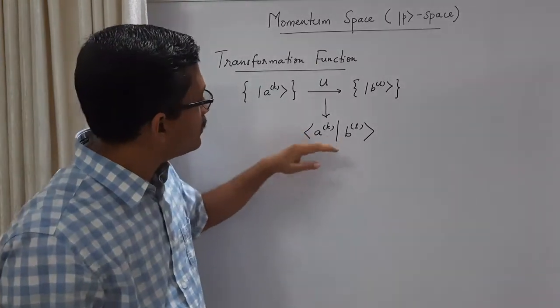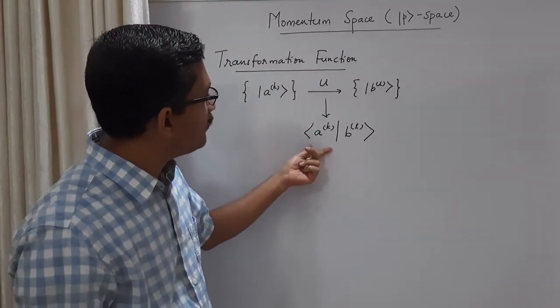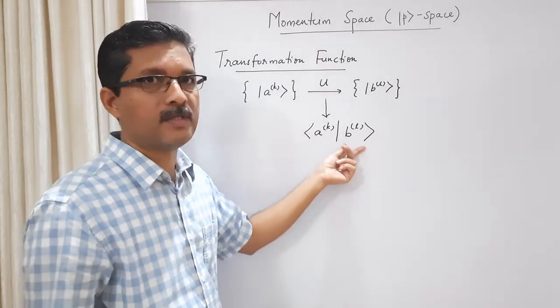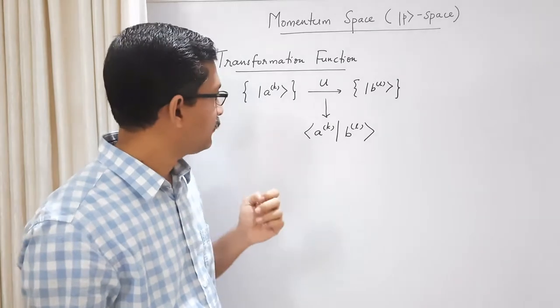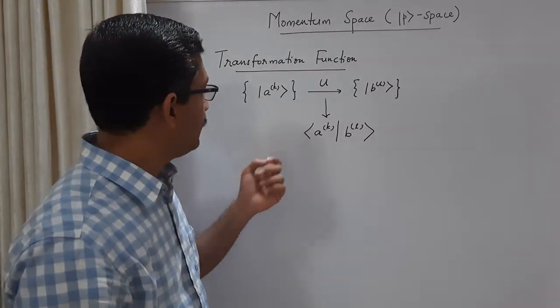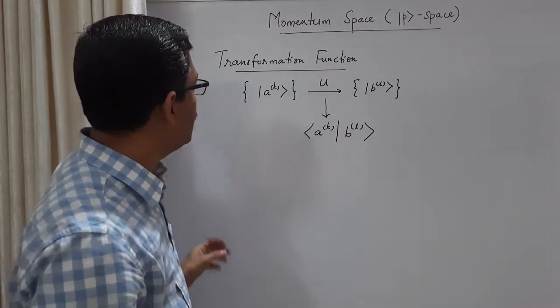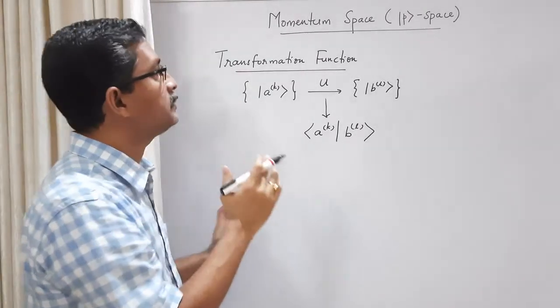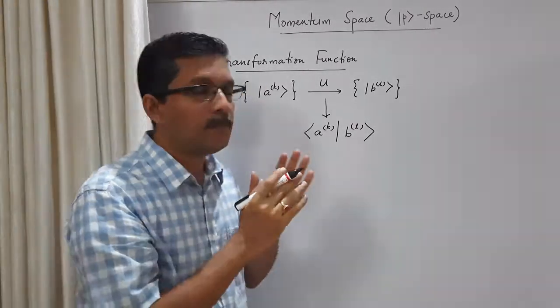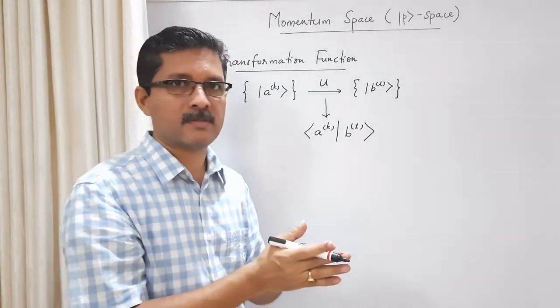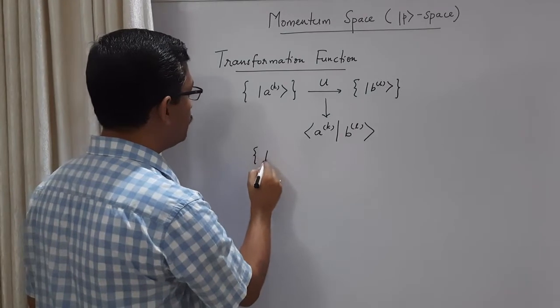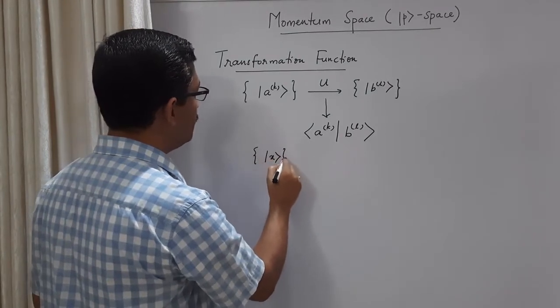So you see the structure. On the bra vector side we have the old basis ket. On the ket vector side we have the new basis ket. Now let us come to our discussion. So far we have been discussing the position basis and the momentum basis. This is also a change of basis. Let us see how we do this change of basis.